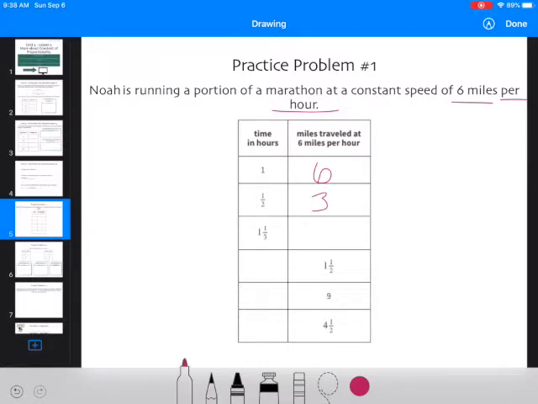So let's think. If I want to get from 3 to 1.5, well, that's dividing by 2. So I'm going to divide this side by 2. And I get 1/4. So in 1/4 of an hour, I can run 1.5 miles. Think about it. 1/4 of an hour is 15 minutes. That's really fast.